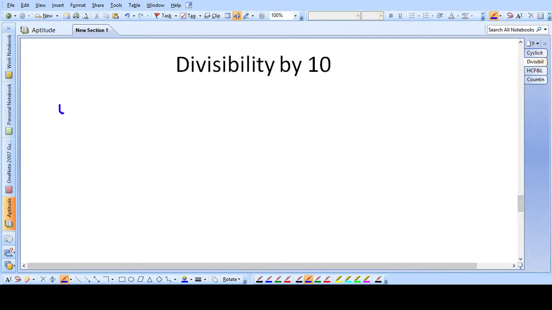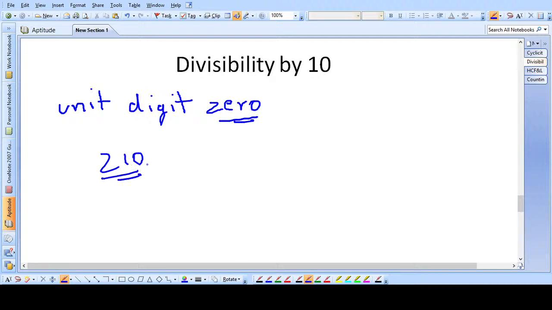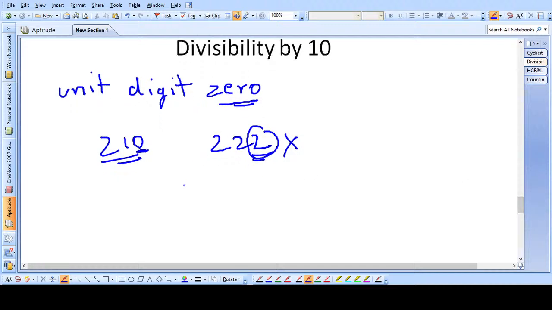This is very simple. There is only one condition: the unit digit should be 0, nothing else. If the unit place contains 0, suppose 210, this is divisible by 10 because the last digit is 0. 222 is not divisible by 10 because the unit digit contains 2, it is non-zero. And 520 is divisible because the unit digit is 0.